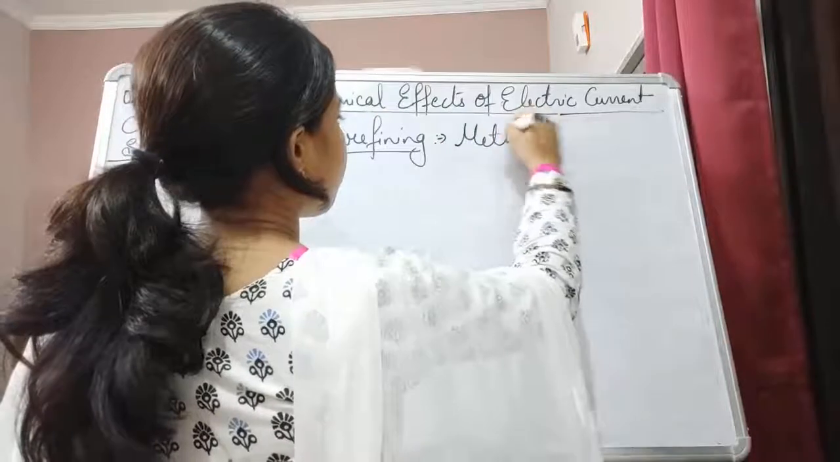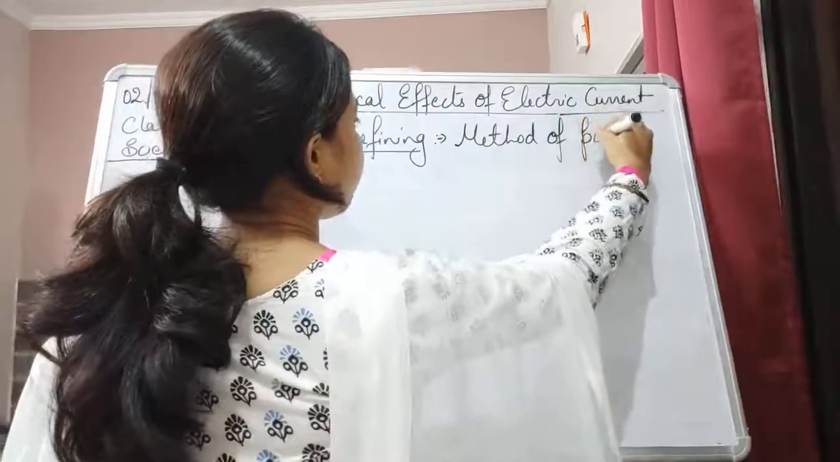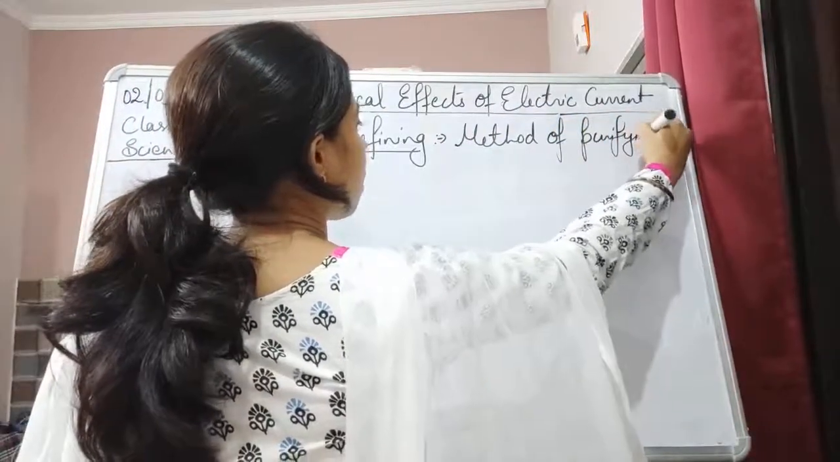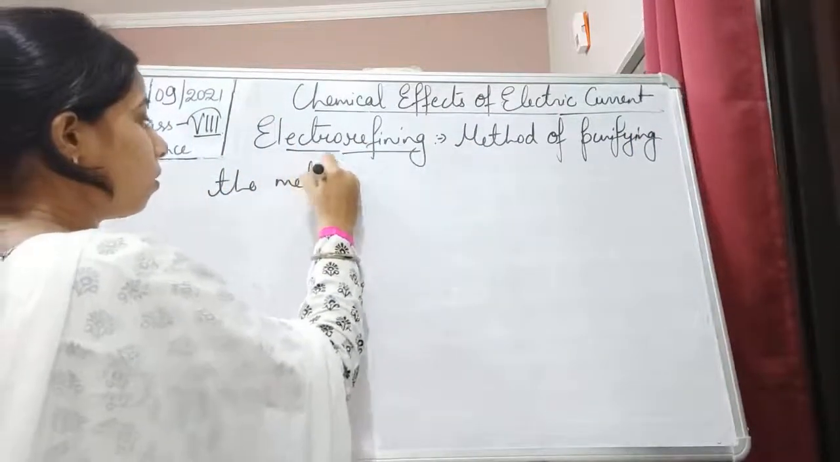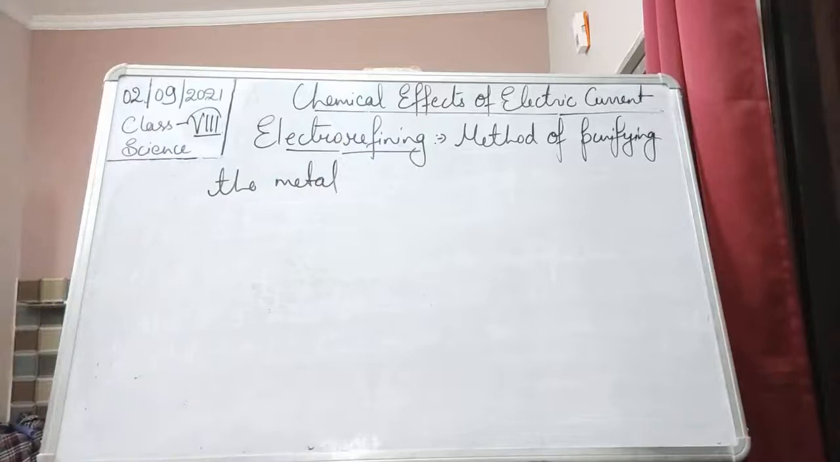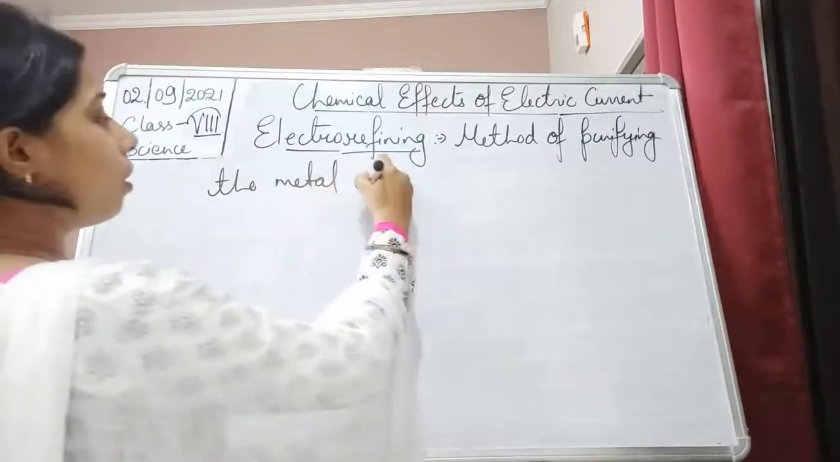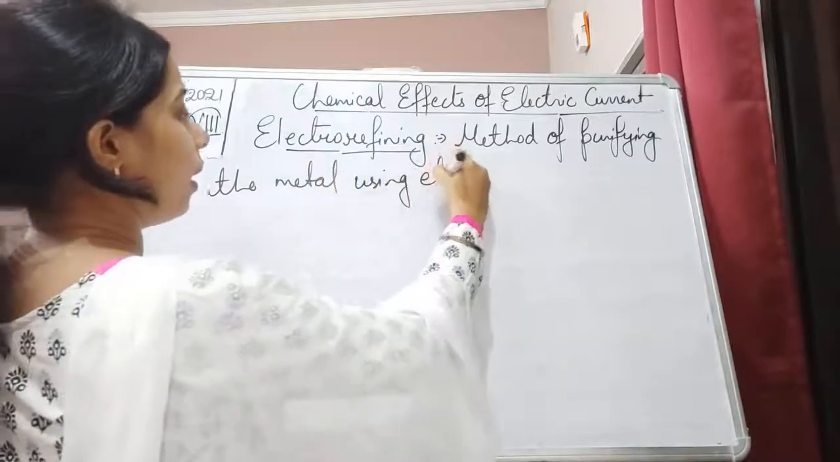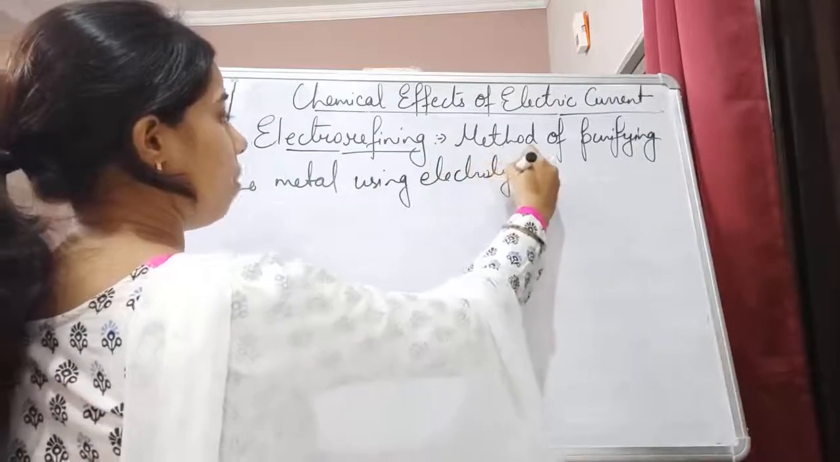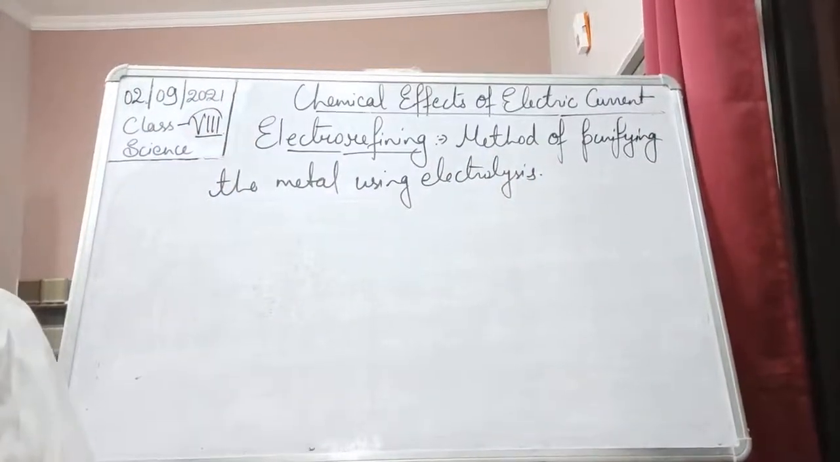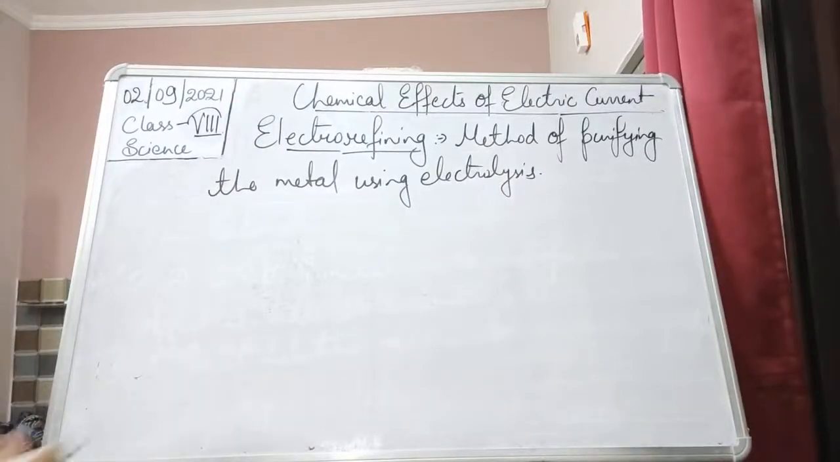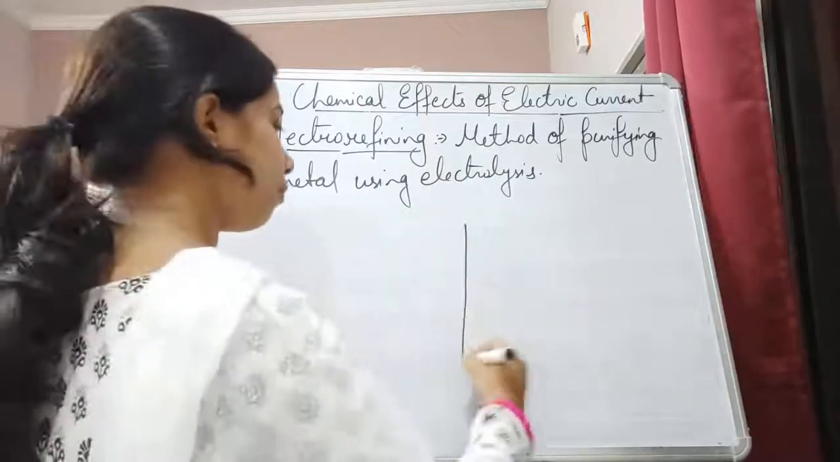Electrorefining is a method of purifying metal using the process of electrolysis. Okay, so what happens here? Again, let me draw a diagram for that.